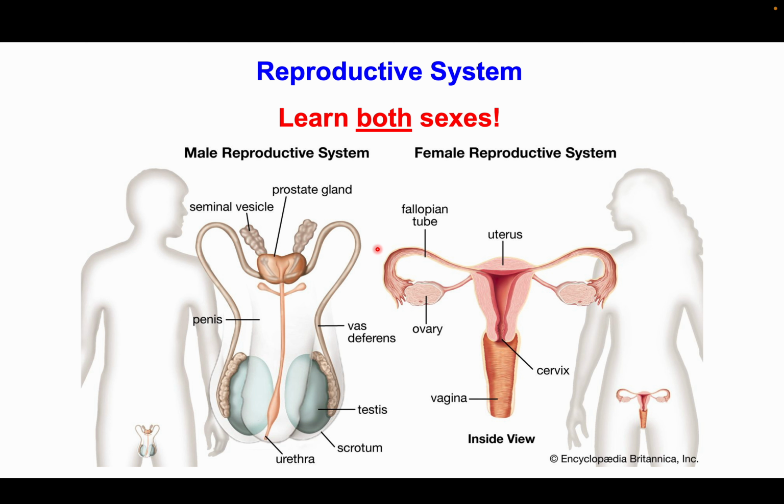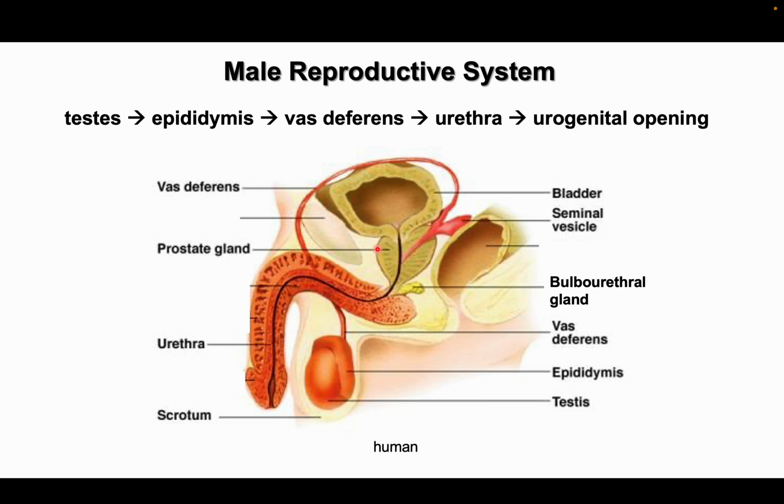All right, so now we are moving into the reproductive system. It's part of the urogenital system. But with the reproductive system, we're going to examine both sexes. So let's go ahead and start with the males first. We are going to trace the pathway of how sperm are produced and how it leaves the body.